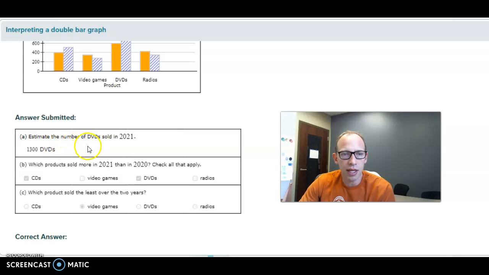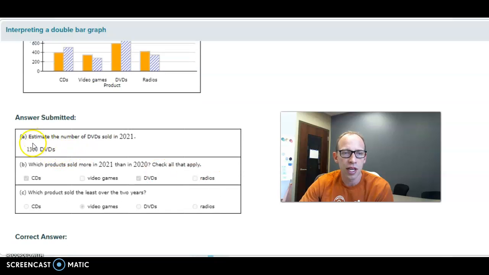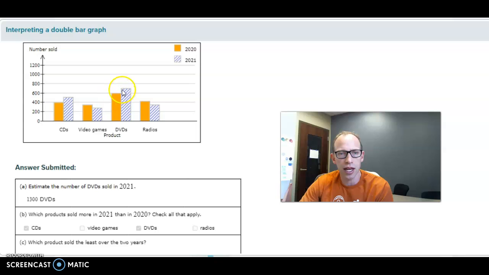So estimate the number of DVDs sold in 2021. Here we're only looking at the purple. So when we have DVDs, we can see the height of this is somewhere between 600 and 800. Looks like about halfway, so we could say 700. So this answer here, my guess is what they did was look at the heights combined, which would be true for the 2-year period. But since it said just 2021, we only want that striped bar.